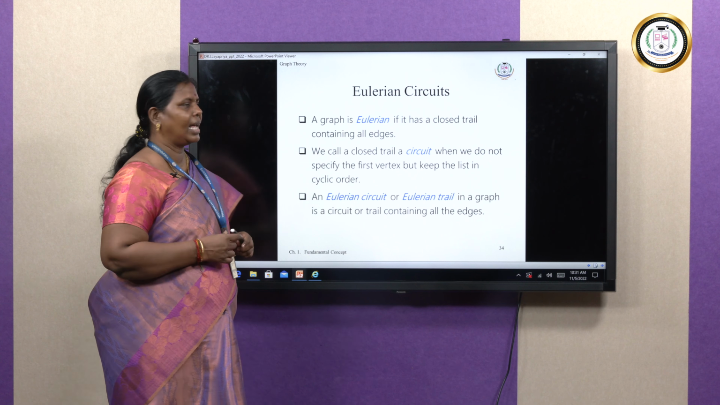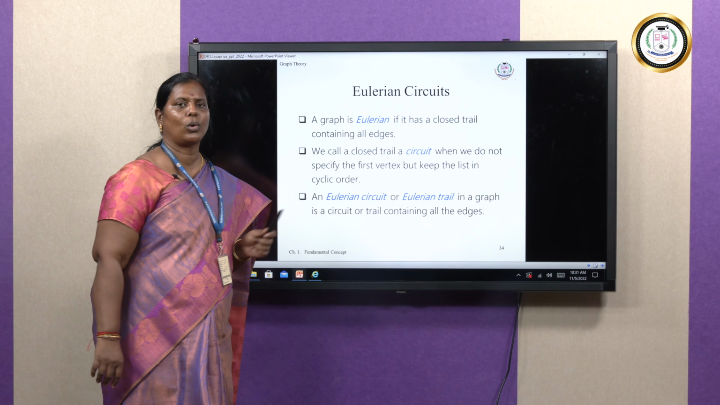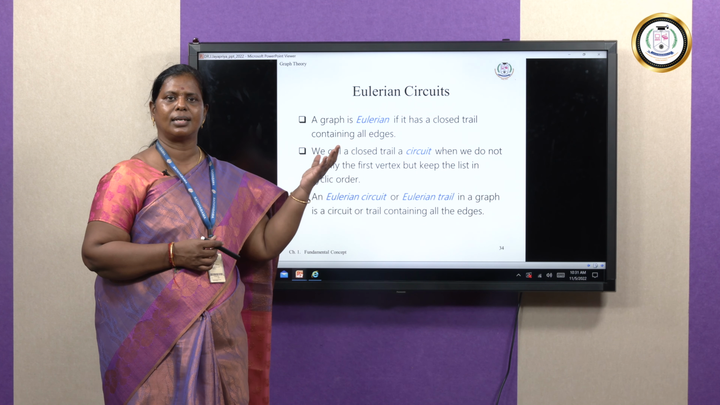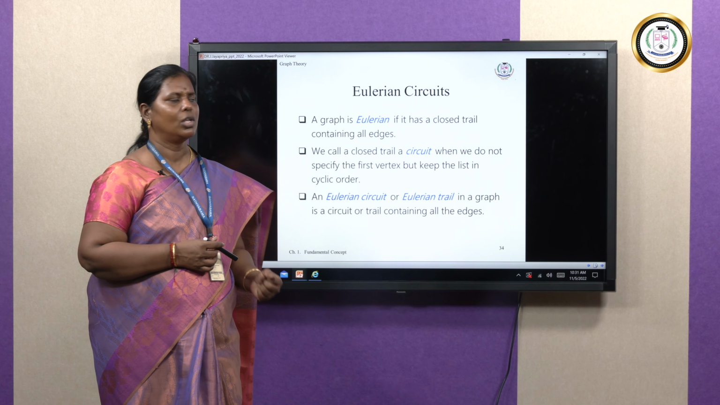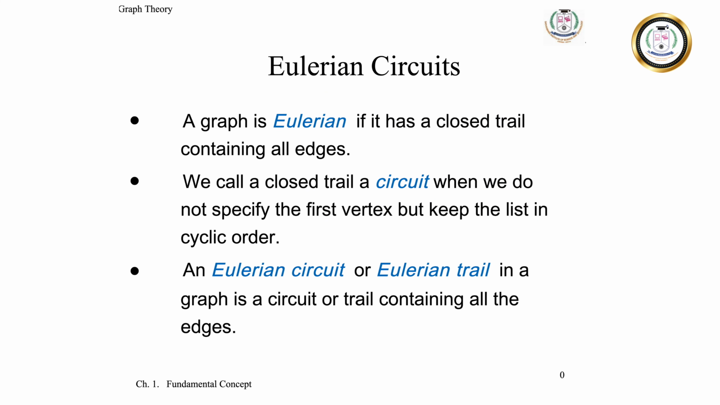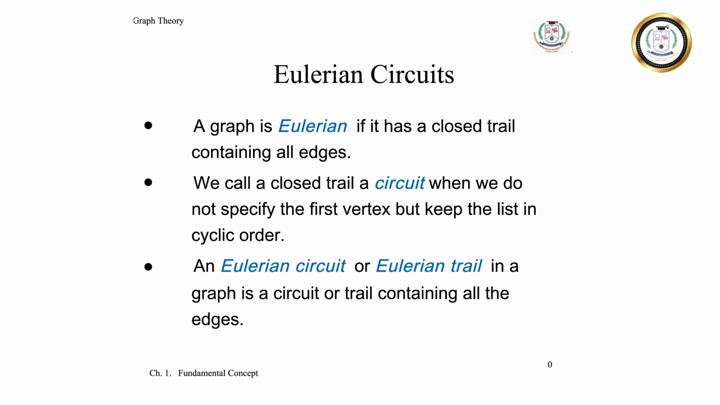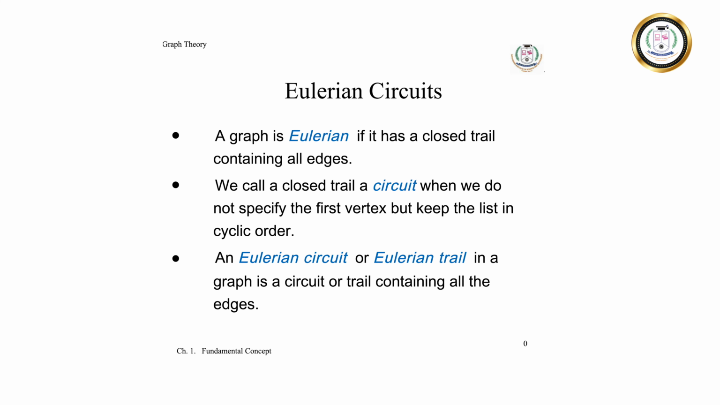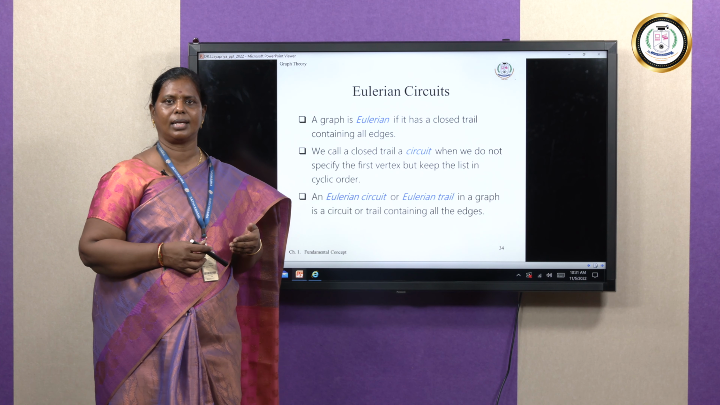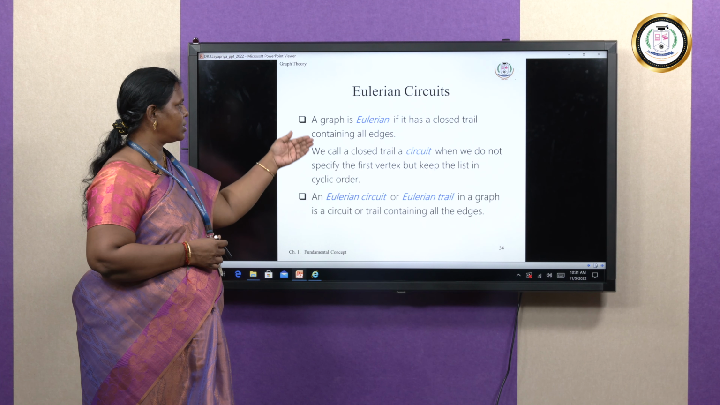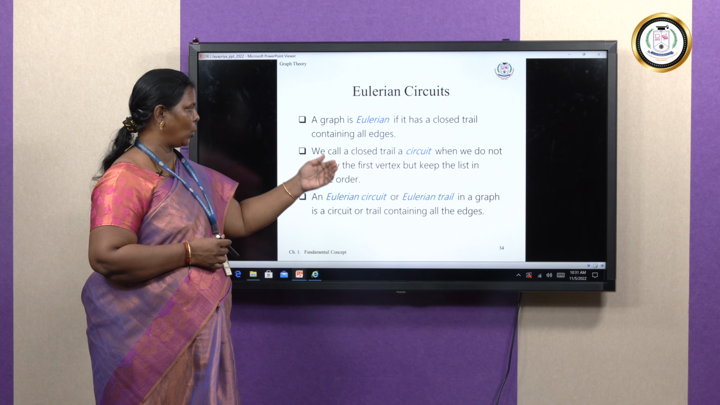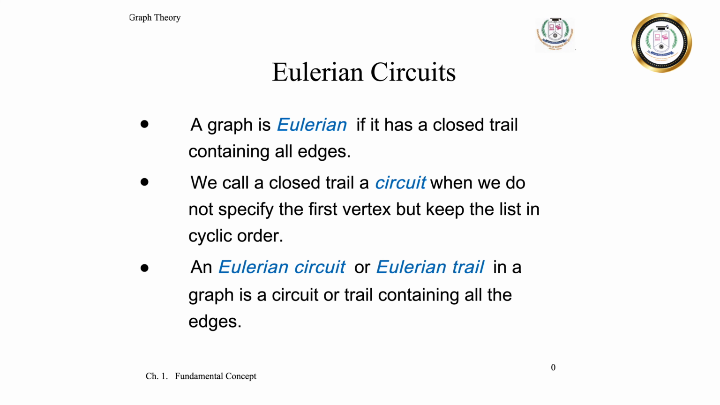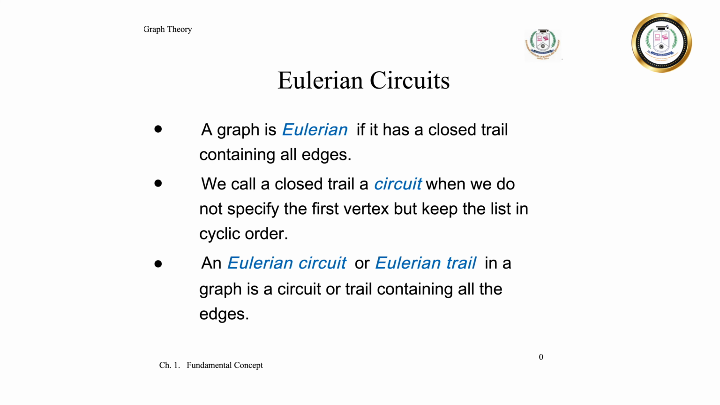So, now we'll move to the Euler circuit. What is Eulerian? A graph is Eulerian if it has a closed trail containing all the edges. We have seen what a trail means: it is a walk in which the edges are not repeated. So, an Eulerian graph means that if in a graph there is a closed trail containing all the edges, then we call that graph Eulerian. Now, coming to the next concept under this, whenever it is closed, we call it a circuit when we do not specify the first vertex but keep the list in cyclic order.